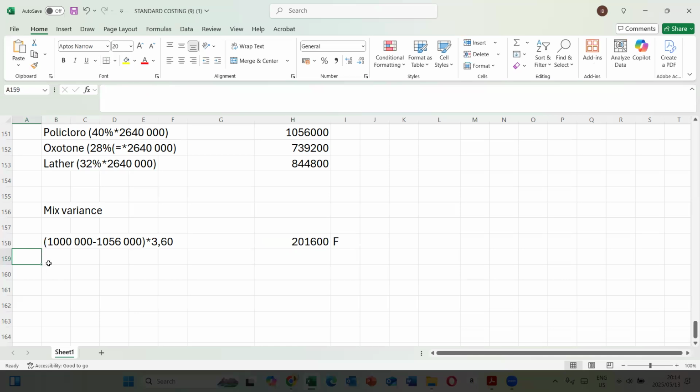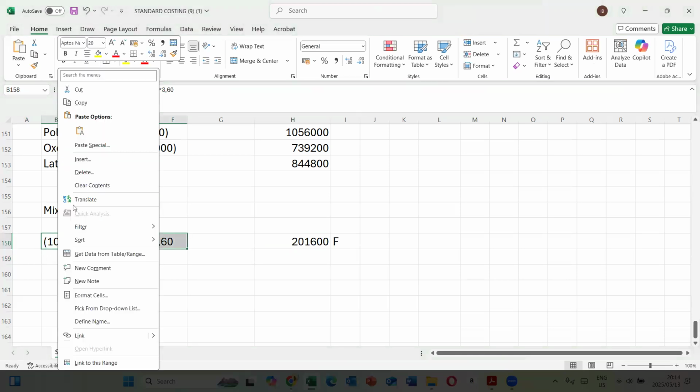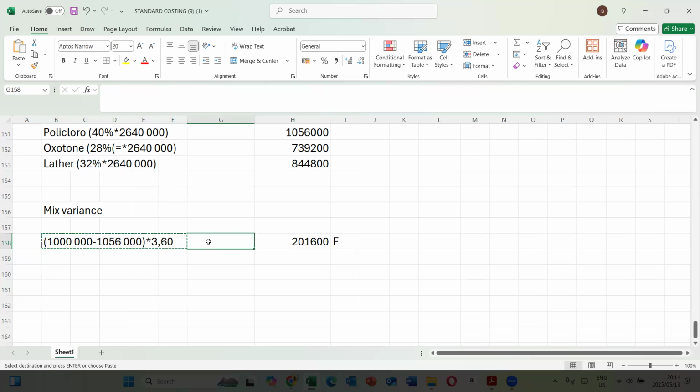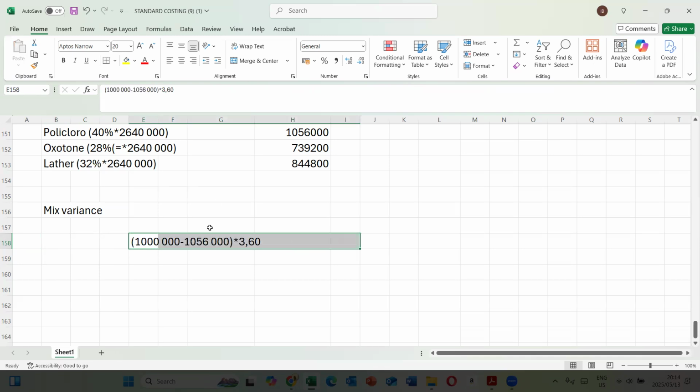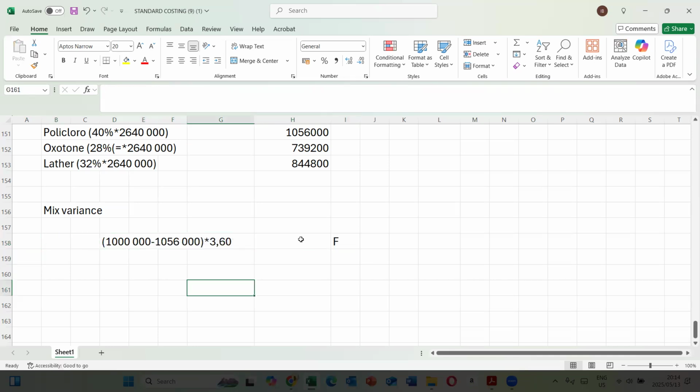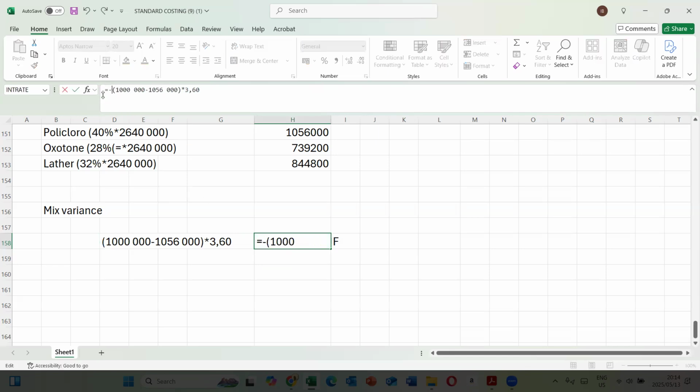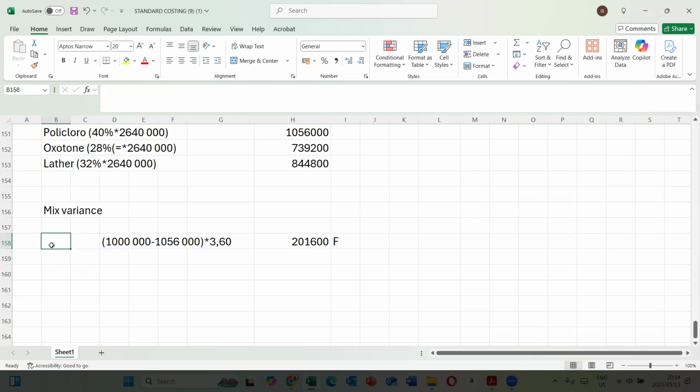Oh, I made a mistake. I should have, let me just do this. All right. Okay, let me include it in this code. Let's include it here. And then what happened? Right, so we have it favorable. So polychloro said it's favorable. Then we have oxotone.